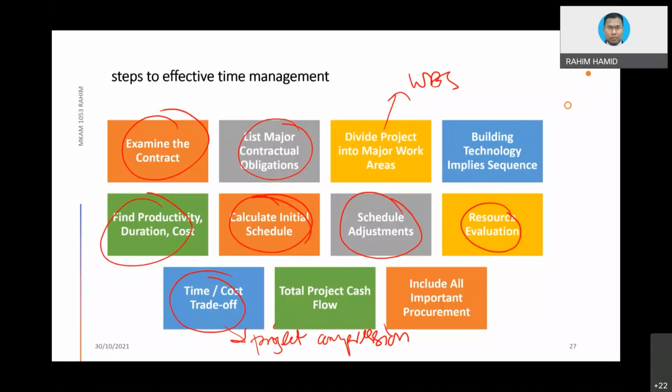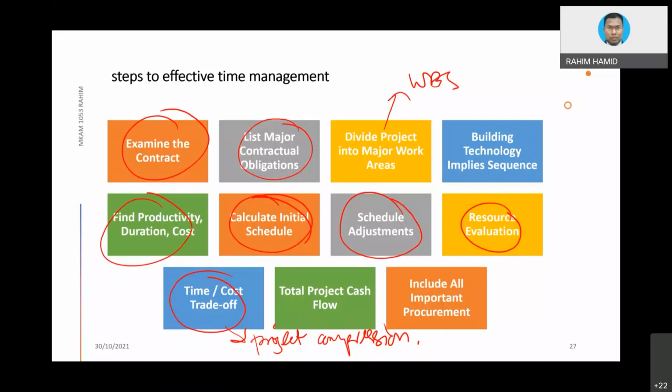Let's say the client wants the contractor to compress the project from 2 years to 1.5 years. The question will arise: is the project cost going to increase, or be reduced, or remain at the same level? That could be the situation. We want to know those things. We are going to learn it in one of the classes later on.